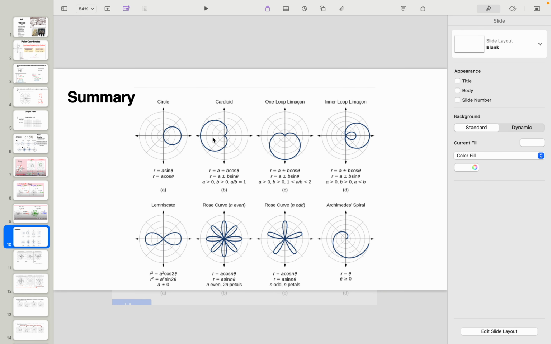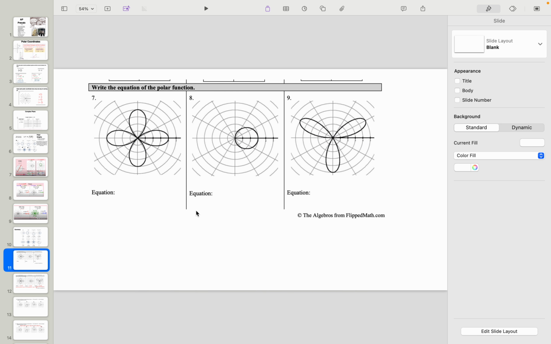All right, so we did circles and roses. We're going to look at cardioids and limaçons, inner loop and outer loop, infinity sign, and Archimedes next week. So let's just practice these a little bit.